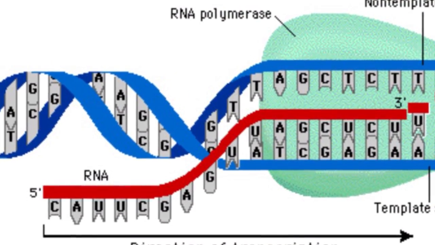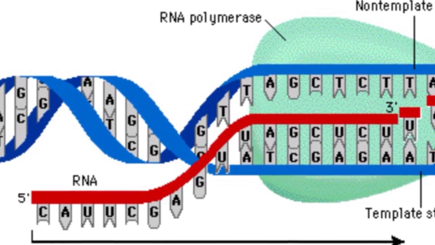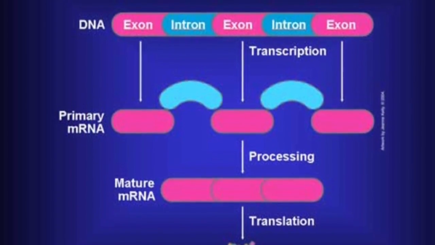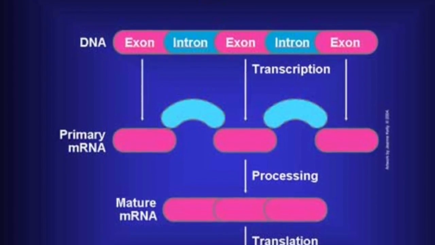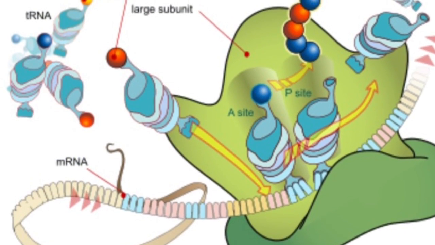Overall, we have taken a look at how DNA makes RNA and the processes of transcription, RNA processing, and translation. Finally, we looked at what happens when a mutation occurs during these processes.